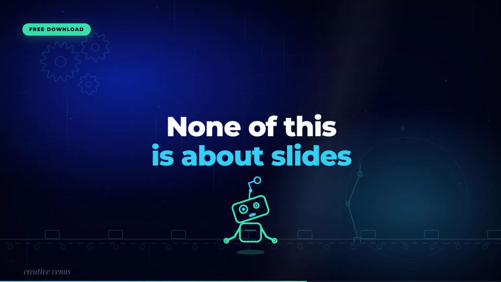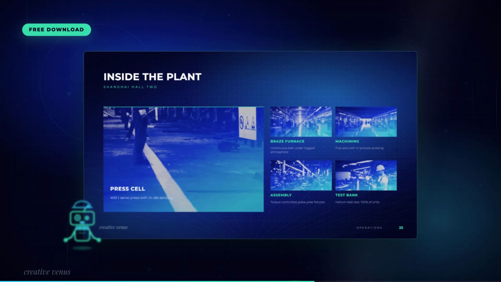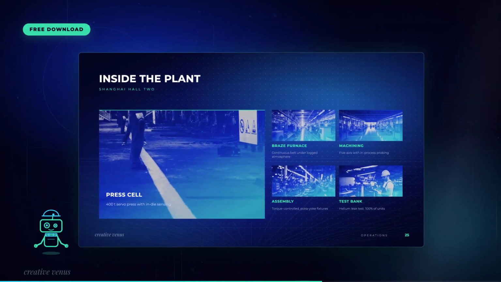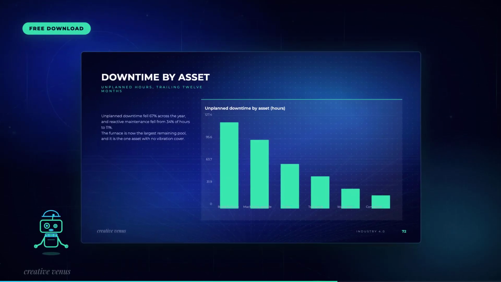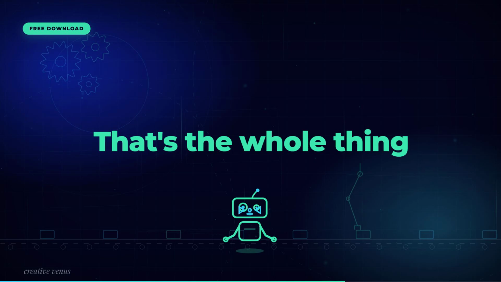And look, none of this is really about slides. Every number on these pages is somebody's shift. A changeover that ran long. A machine that went down at 4 in the morning. That's the whole thing, really.